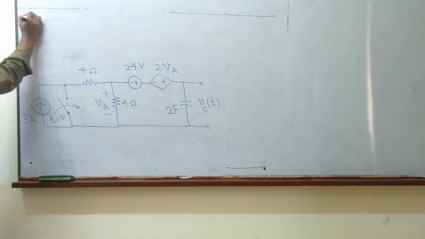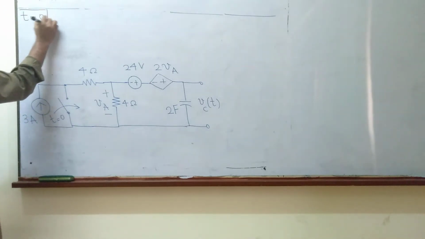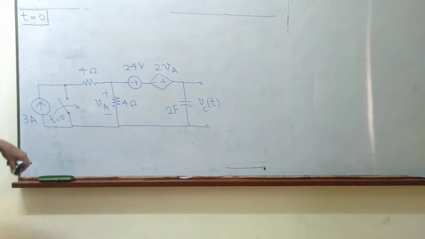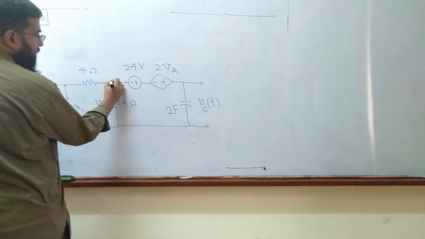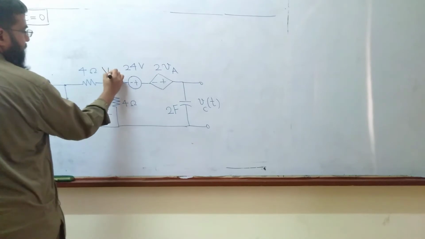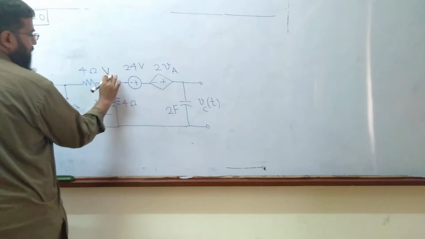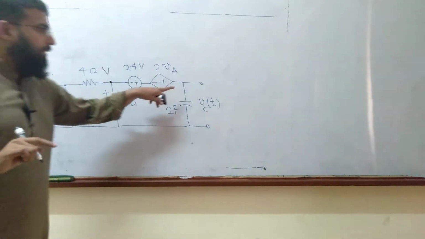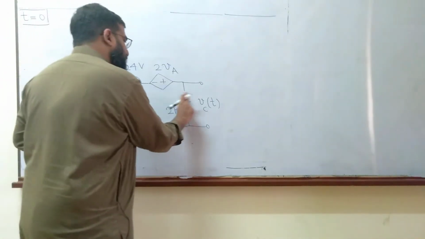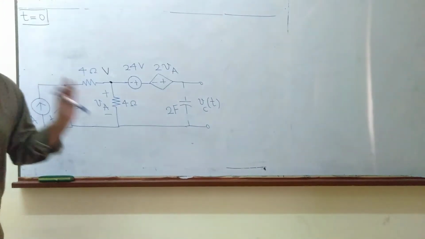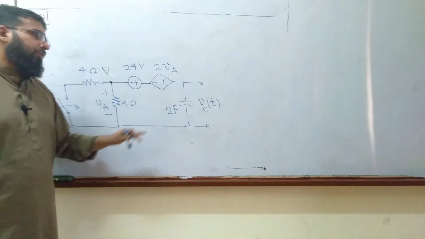Let's find the quantity V sub c at time t is equal to 0 minus, when the switch is open and just before it was closed and the circuit has achieved steady state. For that we have to assume a voltage V here, a voltage V1 here. The circuit has achieved steady state. This means the capacitor has attained the maximum voltage drop it could, it is completely charged and now it is open circuited.